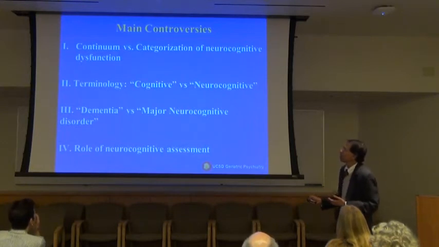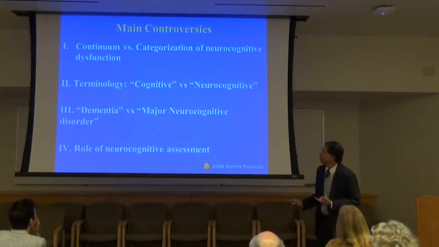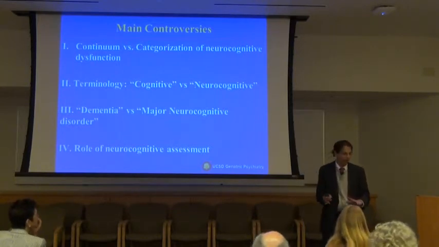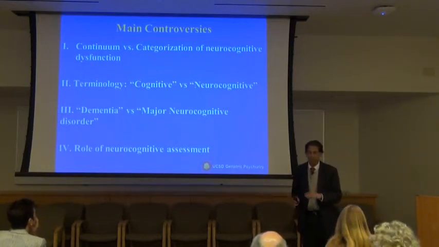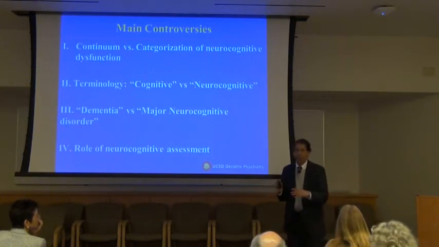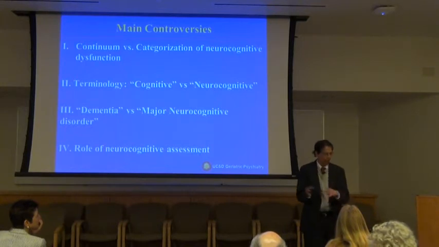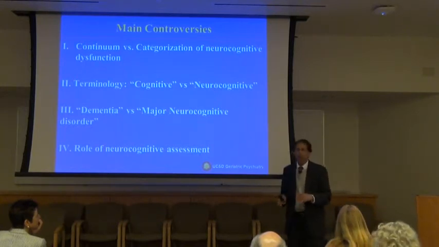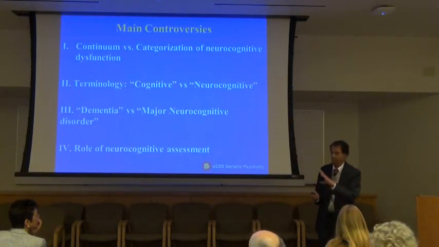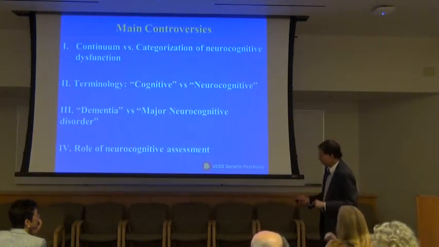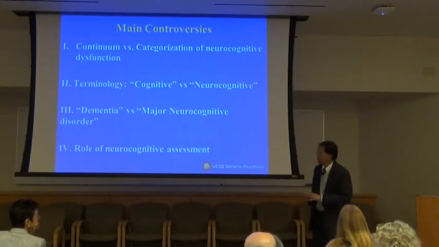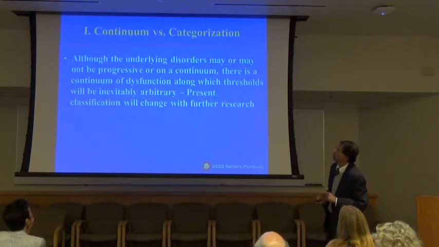The third was, we wanted to use the term major neurocognitive disorder, and some people said we have to use the word dementia. And some people said if you don't use dementia, we will boycott DSM. And there were others who said if you use dementia, we will boycott DSM. These were different constituencies, and actually they all had a rationale behind it. We'll talk about that. And the last was, should we require neurocognitive assessment? Okay, I'll go through each of those.